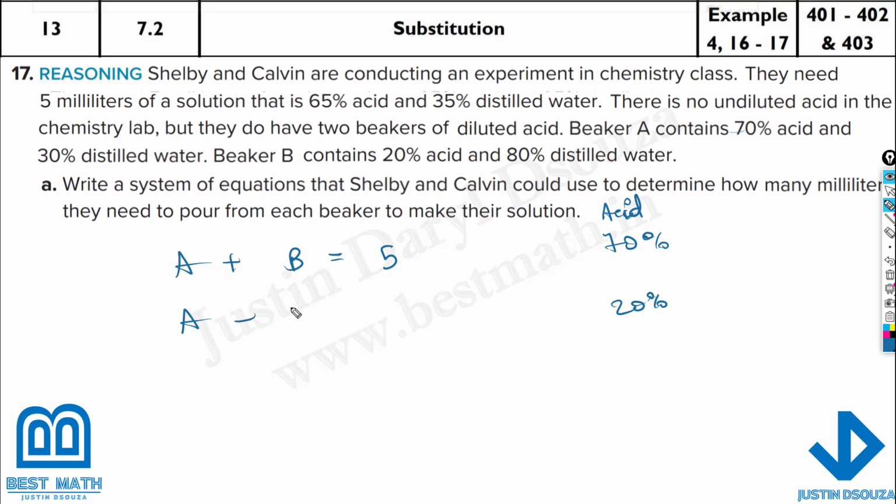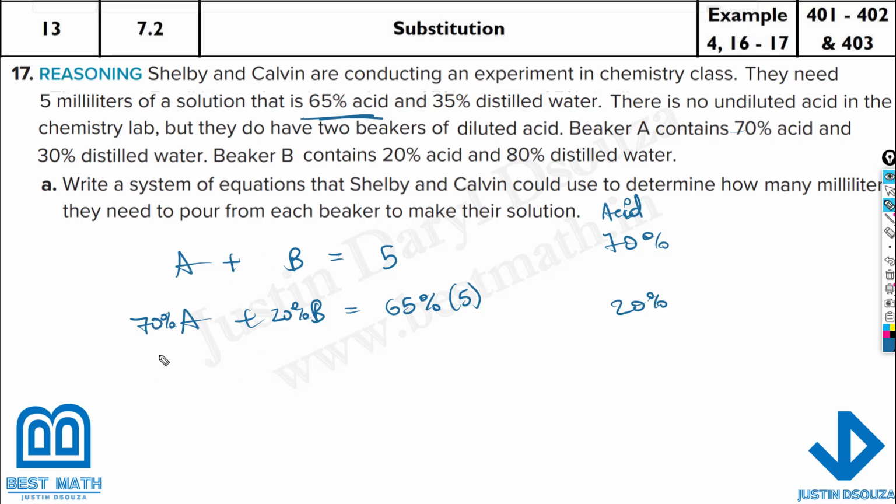The next equation has to do with A and B. But how much acid is over here? 70%. And how much acid over here? 20%. That must be equal to how much acid is required actually. It is 65%. Okay? But now it's not just 65%. Percent of what? Of 5 ml. See over here, this 5 ml, right? Whatever is there, when you add both 70% and 20%, it equals 65% of 5 ml. These will be the 2 equations.